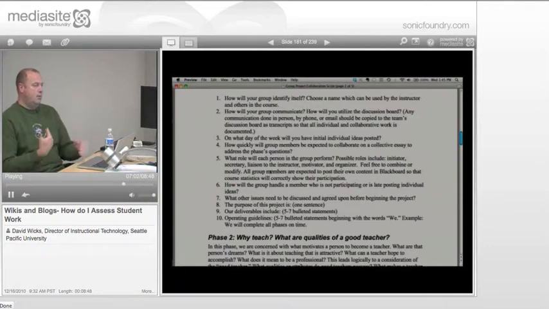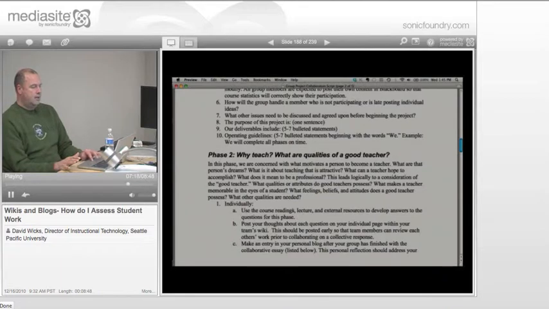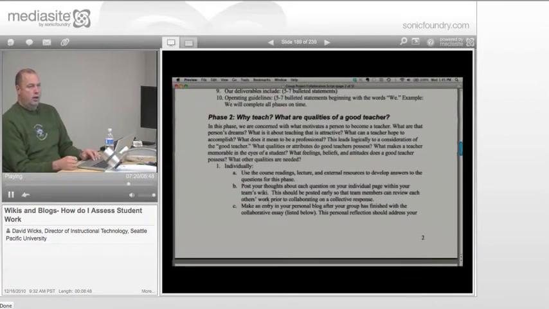The remaining phases of the project are just products then. In this particular one, they had to write three five-paragraph essays, and then give a presentation. In the second phase, they wrote a paper together using an online collaborative tool to write that paper.